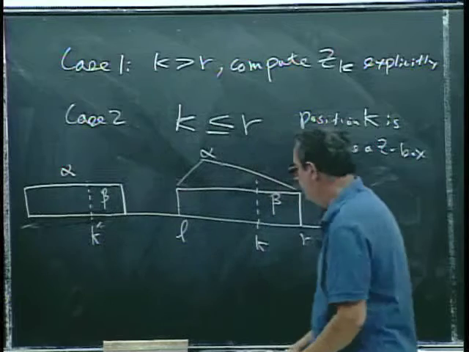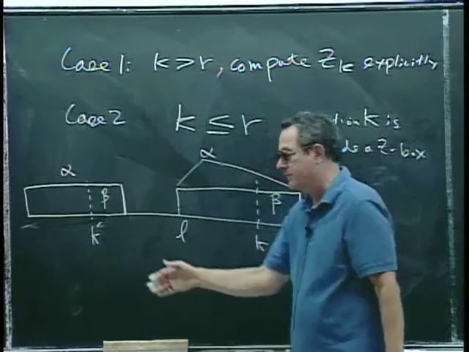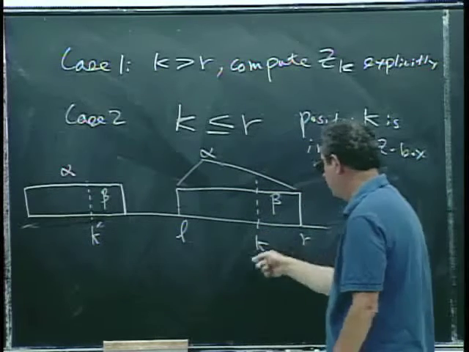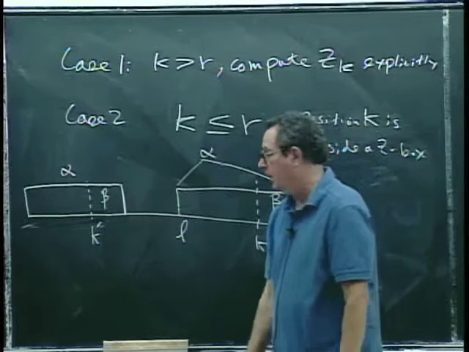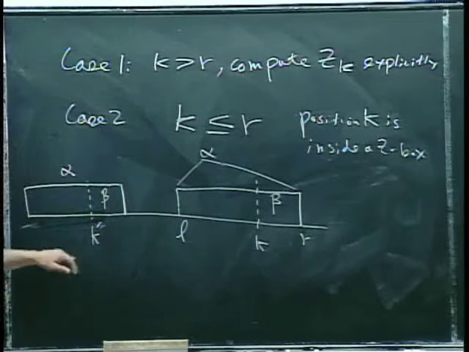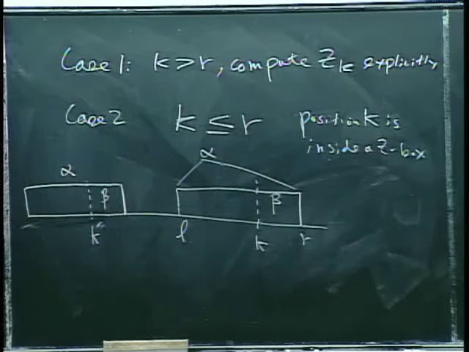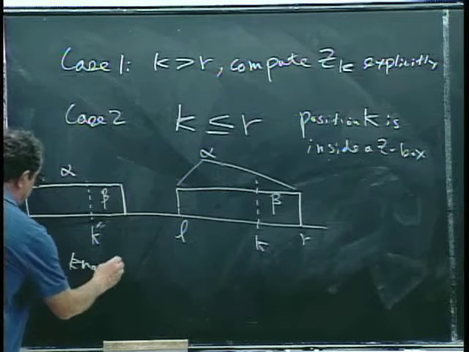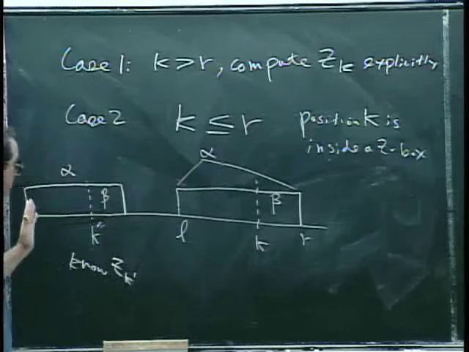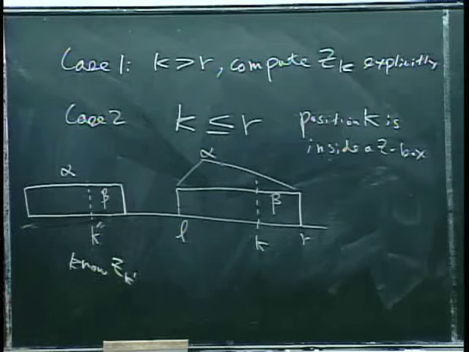Okay? So if you were writing a program, you'd have to figure out what K prime is, but you can certainly do that knowing L, R, and K. That's a programming type detail. So we know what K prime is, and we know that there's a beta here. And we know already Z K prime because the algorithm computes the Z values left to right. K prime is definitely less than K. So we know what Z K prime is.